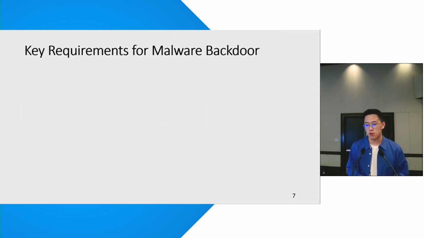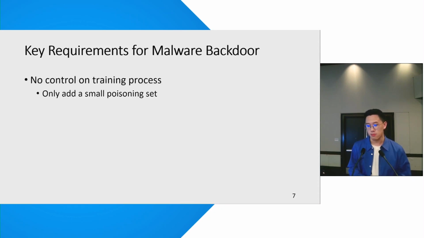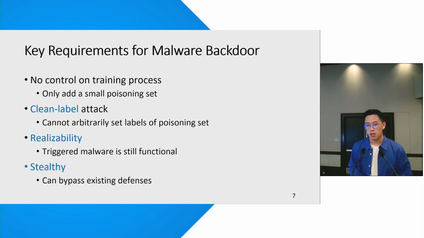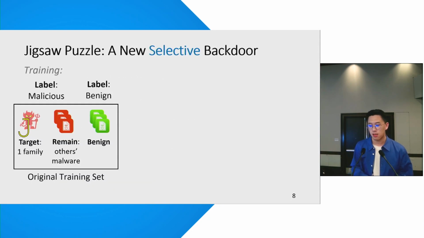Before we dive into our new attack, here are some realistic threat models for the malware backdoor. First, we should only add a small poisoning set and do not control the training process. As a clean label attack, we cannot arbitrarily set the labels of the poisoning set. We should also consider realizability, that triggered malware should be functional, and also should be stealthy to bypass existing defenses.